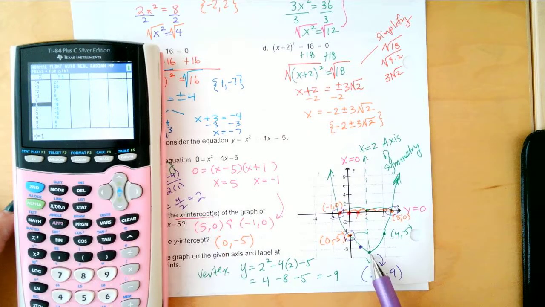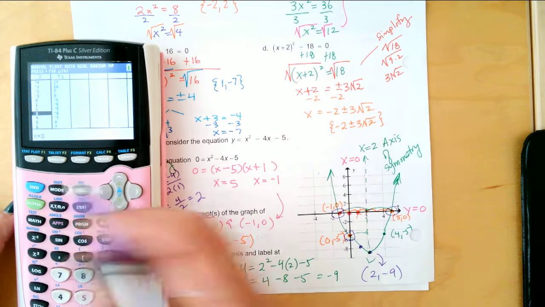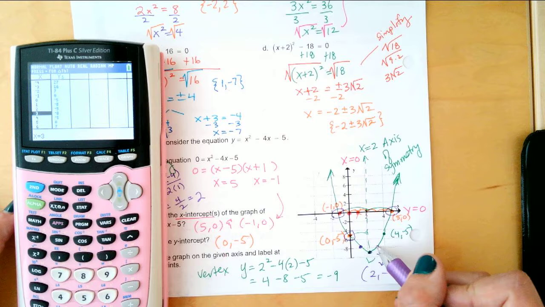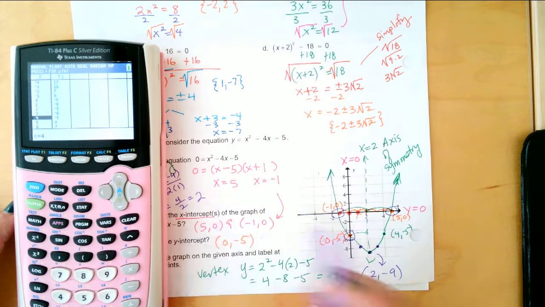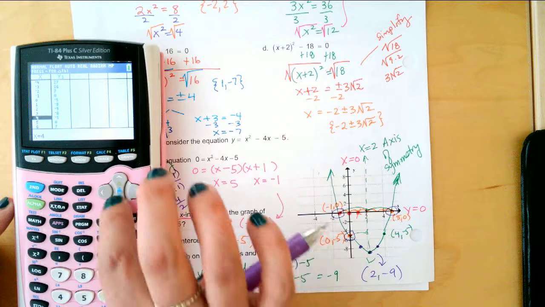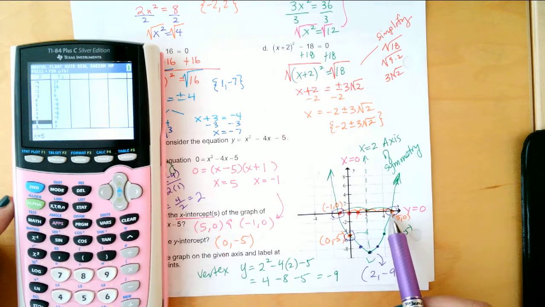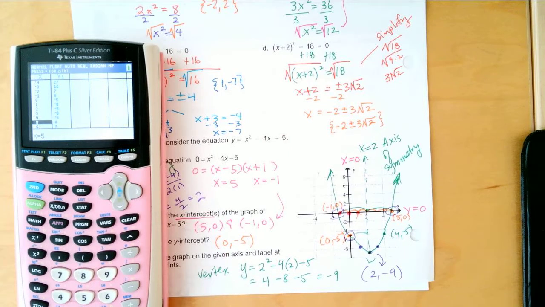2, -9, that's our vertex we found. And then it turns around. 3, -8, because there's symmetry. There's the symmetrical point to the y-intercept, which was 4, -5. And then if we curve back around, we have our other x-intercept, which is 5, 0. Okay, any questions on that?